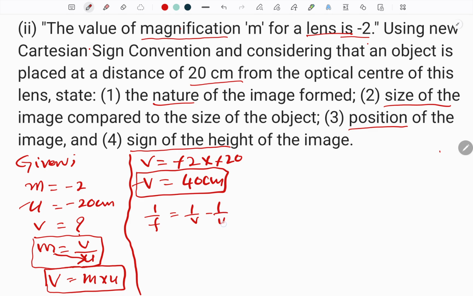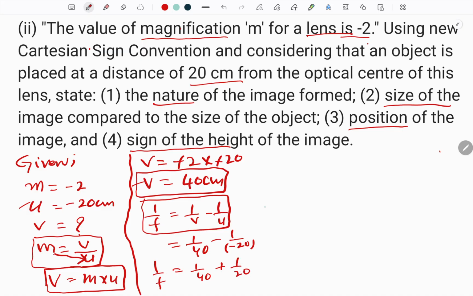This is the formula to find out the focal length of a lens. Now 1 by v we know that is 1 by 40 minus of 1 by minus 20. Now 1 by 40 plus 1 by 20. This is 1 by f.